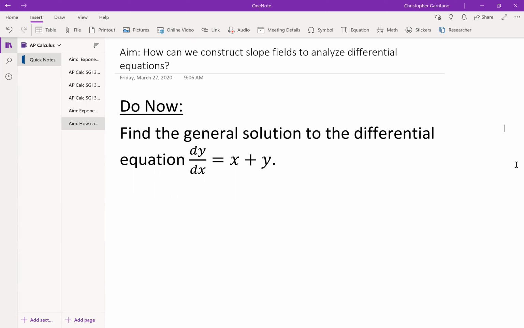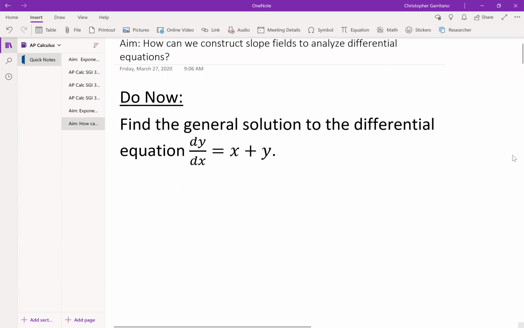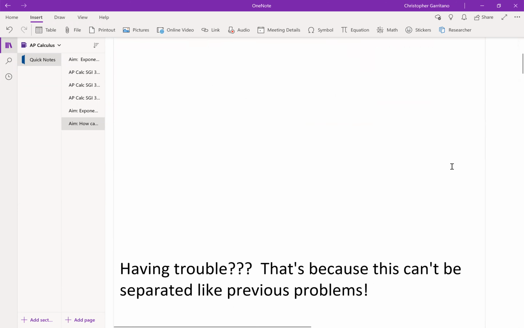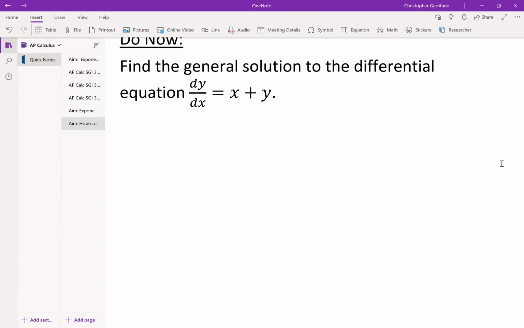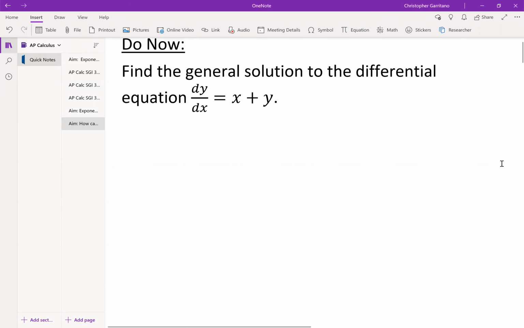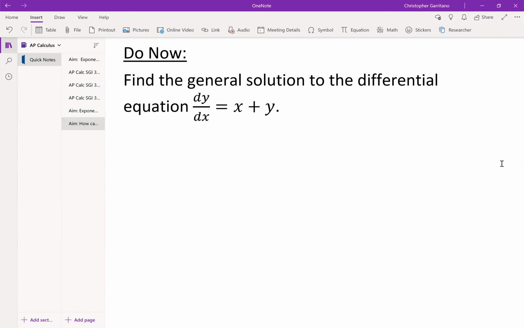Okay, welcome back. I'm hoping you paused and attempted at least, and maybe you were struggling to solve this differential equation, because you should have struggled. This is not a separable differential equation. So a little bit of a troll action going on here. My apologies. But I did this just to sort of motivate the use of something called slope fields.